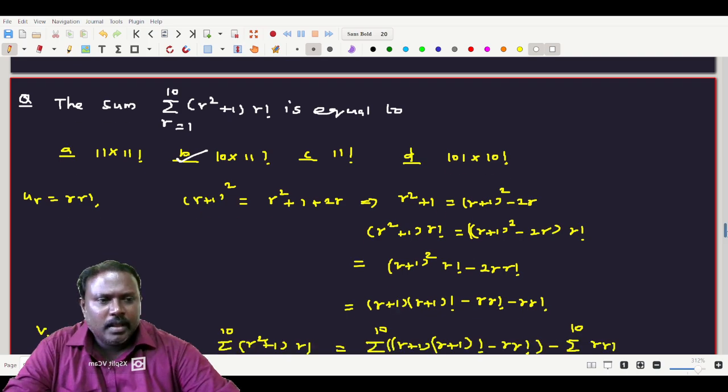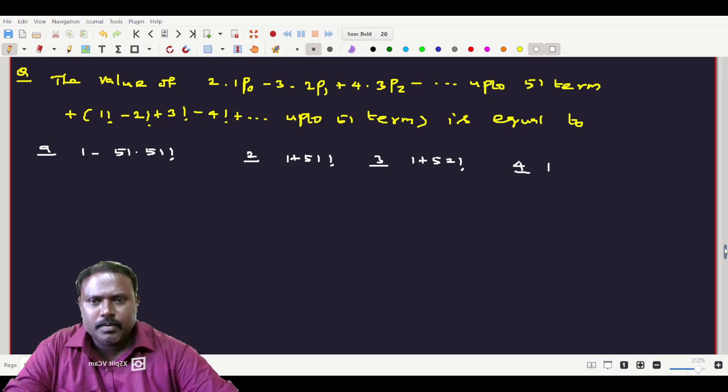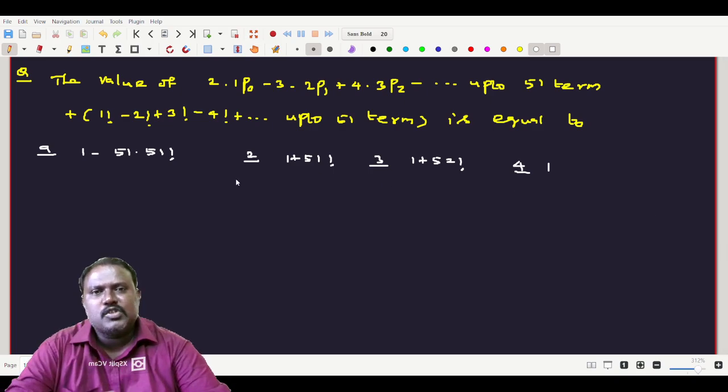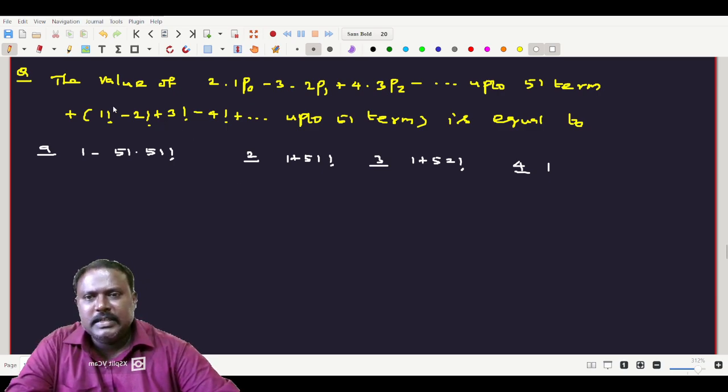Okay, now let us look into the next problem. See, this problem is also a very important problem. Many times JEE Mains asks this kind of problem. So let us discuss this problem.